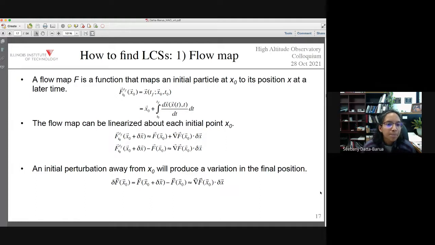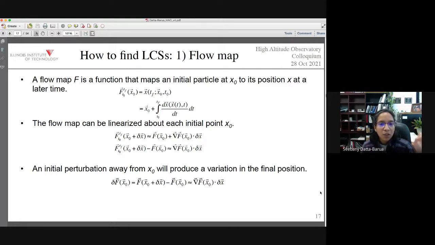So the way that you actually compute these, I showed you the maps of them, but didn't quite describe how we get those. This is all theory that's been developed in the fluid dynamics world over the past several years. We start off by thinking of the flow map. The flow map is basically a function. You can think of it as a mapping function.